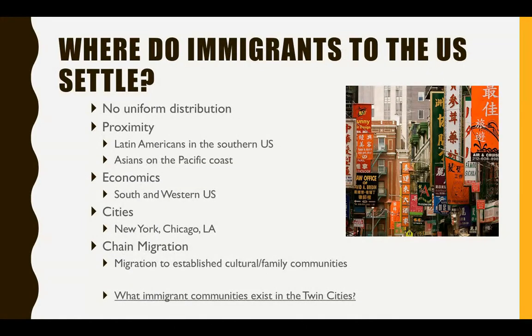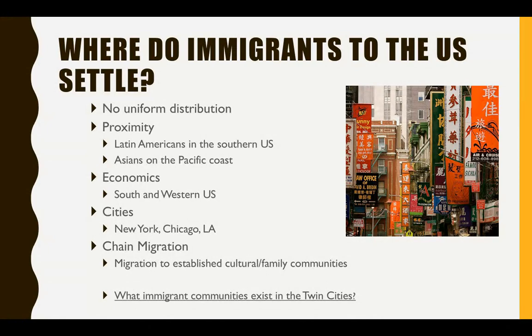Then we look at where do immigrants actually come from? Where do they settle when they get from those places, I should say. And so we talk about there really isn't a uniform distribution. It's not like everyone goes to one place. But we look at 3 or 4 things that really play into where immigrants settle. The first is proximity. We tend to see a lot of Latin American people settle in the southern United States. It's just typically where they came from. They came from that area, so they tend to settle in that area.